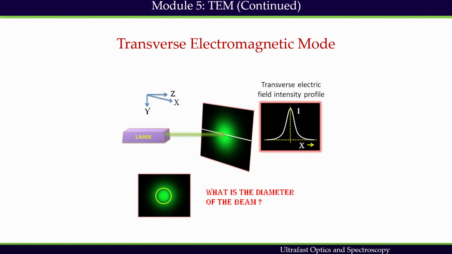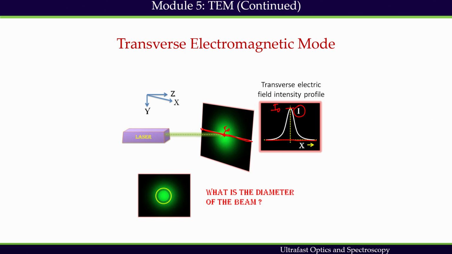The transverse electric field intensity of the laser beam can be expressed by a Gaussian function, the one we have shown here. So let's say this is the laser beam which we are seeing, and if we take the cross section of this region and plot this cross section, x versus intensity I, then the maximum is I naught. The maximum is at this point, which is I naught, and it will decay following a Gaussian decay.